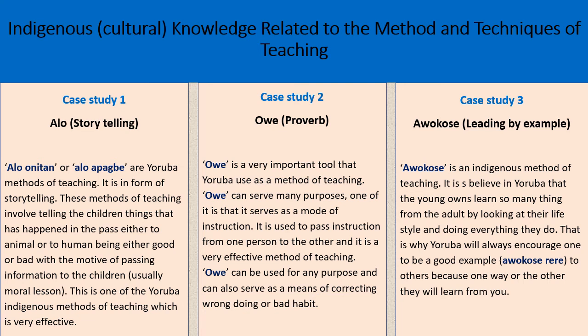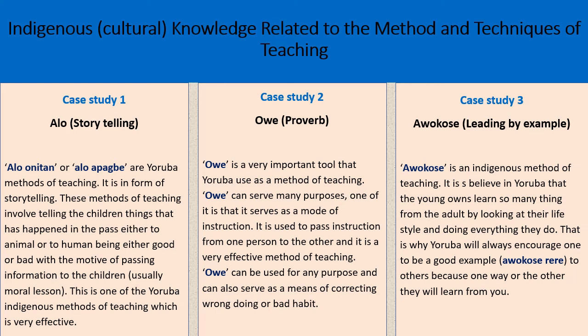The second case is Owe, which is proverb. Owe is a very important tool that Yoruba use as a method of teaching. Owe, proverb, can serve many purposes. One of them is that it serves as a mode of instruction. So Owe sometimes can be used to instruct somebody. It is used to pass instruction from one person to the other, and it is a very effective method of teaching.